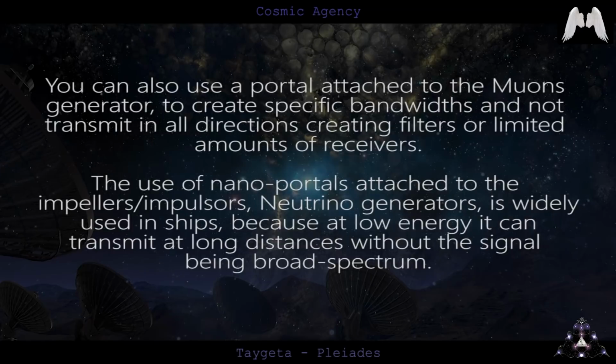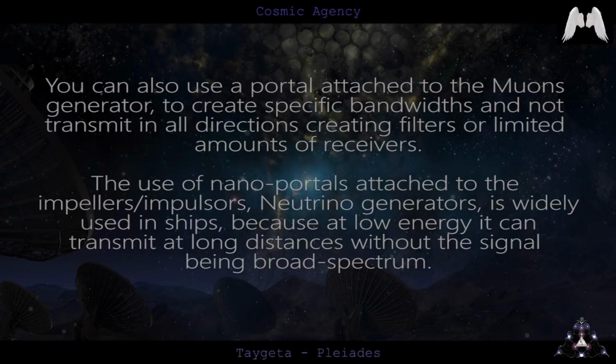You can also use a portal attached to the muon generator to create specific bandwidths and not transmit in all directions, creating filters or limited amounts of receivers. The use of nanoportals attached to the impellers, neutrino generators, is widely used in ships because at low energy it can transmit at long distances without the signal being broad spectrum.